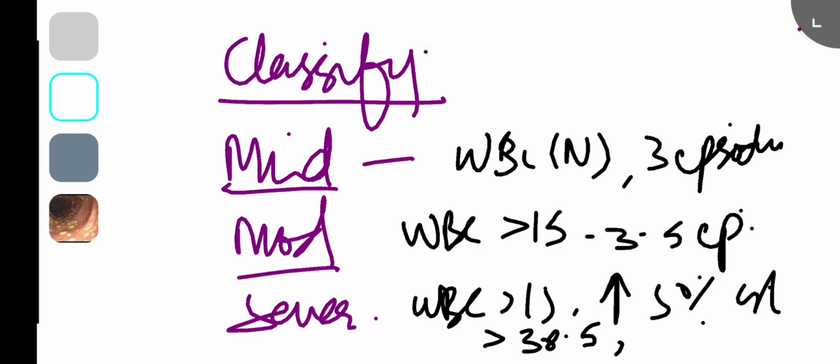colitis. Before the treatment, let's discuss the complications. So it's the diarrhea, it could cause dehydration. As I said, in the severe, there is an increase of 50% in creatinine from baseline. So this means AKI, kidney failure. Toxic megacolon is treated with surgery. If not treated, that can lead to bowel perforation. And unfortunately, if not managed properly, one can die of the bowel perforation.